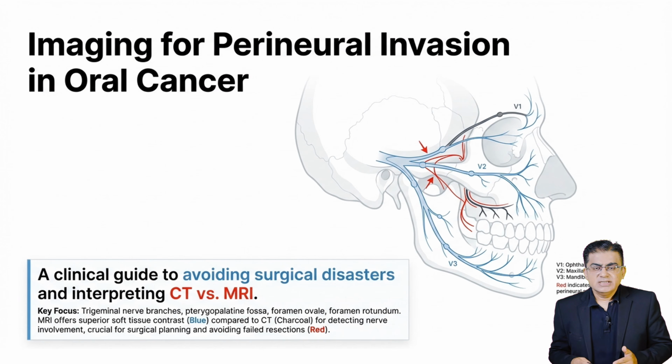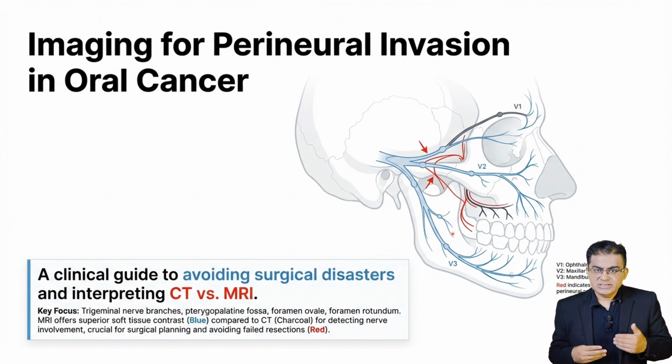What happens is the tumor cells latch onto a nerve and they just use it like a highway to travel far away from the primary tumor, sometimes going straight up to the skull base. If you don't pick up perineural invasion on your pre-op imaging, what happens? I'll tell you what happens.